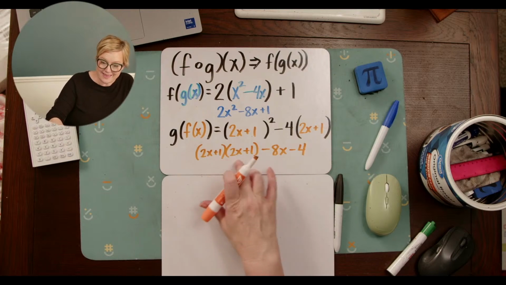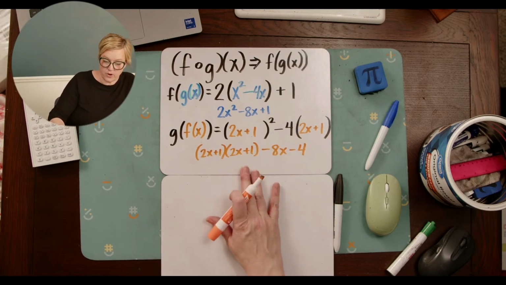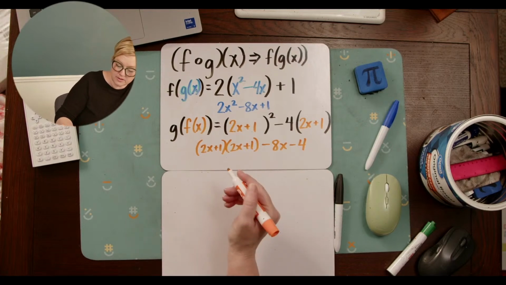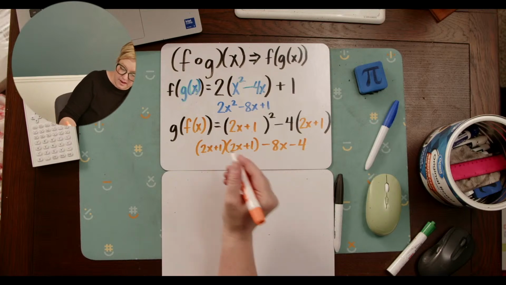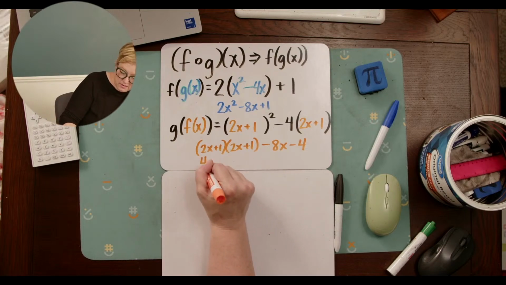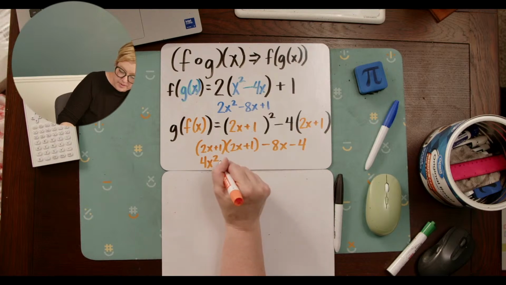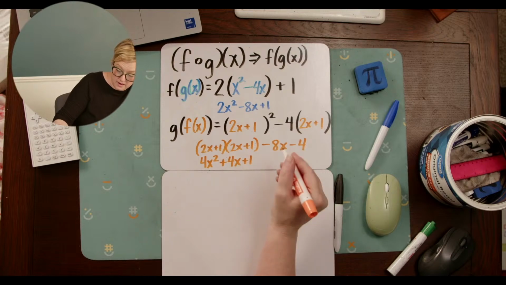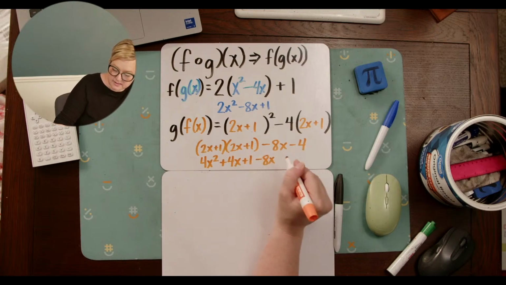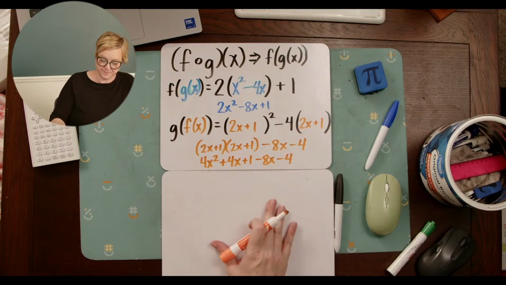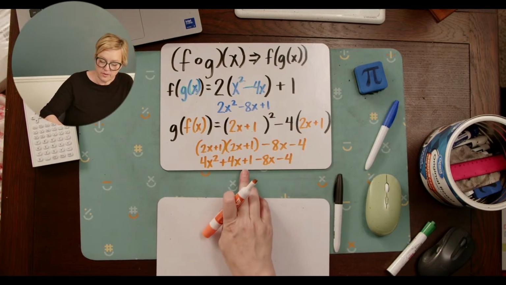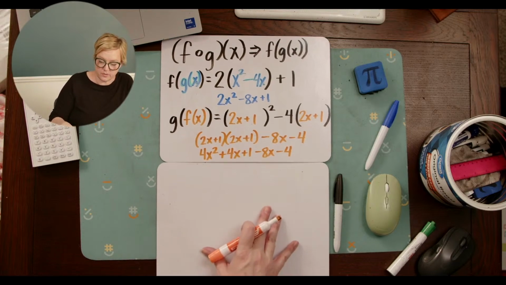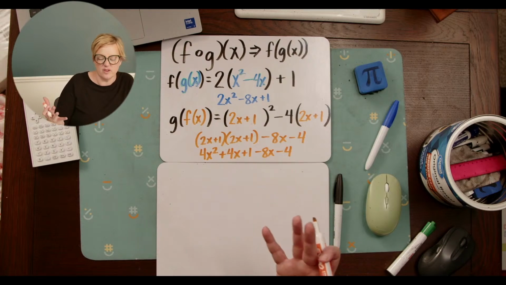I'm going to multiply these together, and we went over a whole lot of stuff with multiplying binomials together. So this becomes 4x squared plus 4x plus 1 minus 8x minus 4. This 4x squared plus 4x plus 1 just came from the 2x plus 1 times 2x plus 1. And the minus 8x and the minus 4 all stay the same.